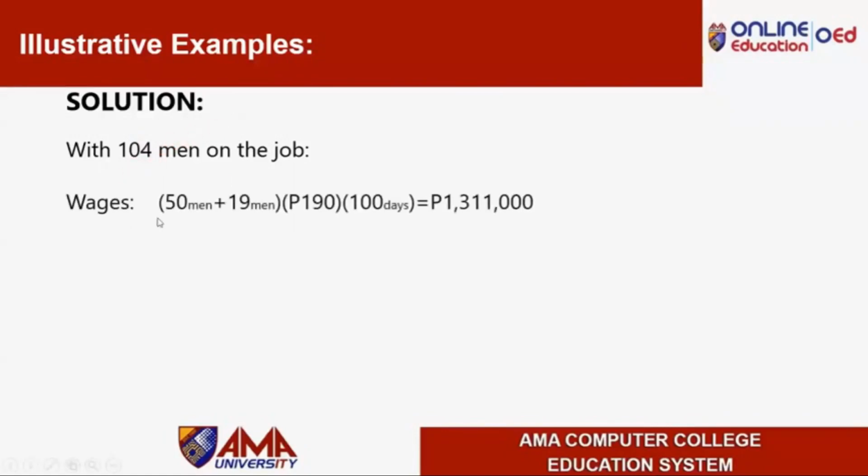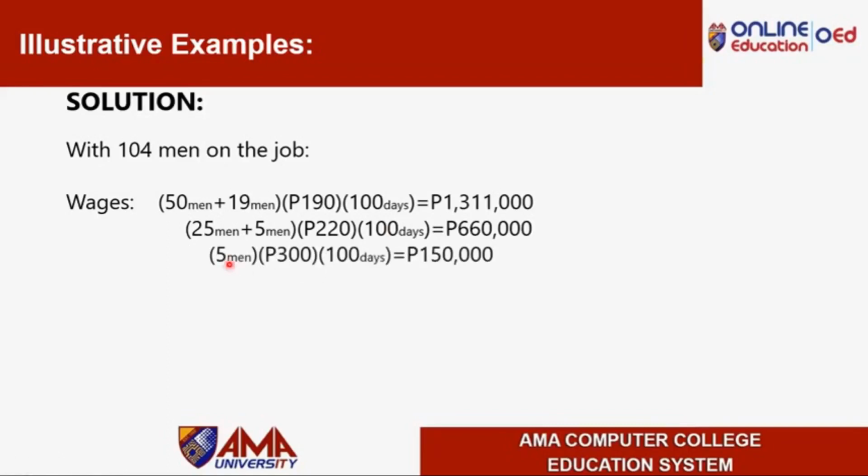Okay, so again, 50 men plus we will add additional 19 men with 190 salary multiplied by 100 days. Now we will be using 100 days. That will be 1,311,000. Next, we have 25 men plus 5 men. This is 19 plus 5 is 24. That's the additional. 25 men plus 5 men with the salary of 220 multiplied by 100 days would be 660,000.